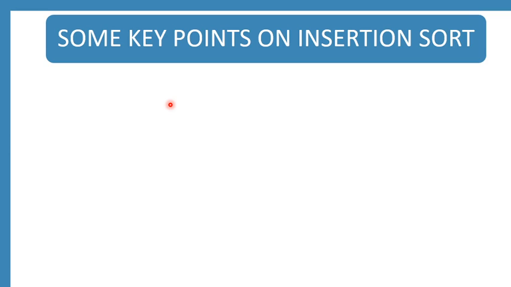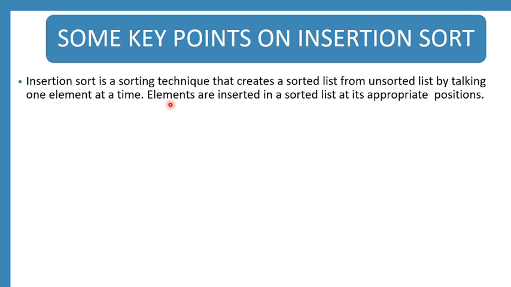In our previous session, we discussed bubble sort. Insertion sort is another sorting algorithm in data structures. Now, how does insertion sort work? Insertion sort divides a list into two sublists. One is sorted and the other is unsorted.